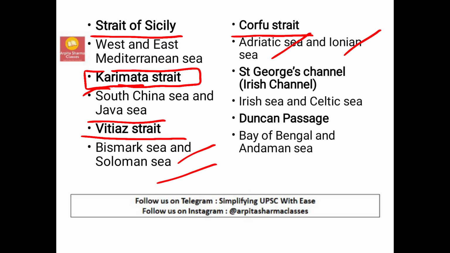Next is the St. George Channel, also called the Irish Channel. It is connecting the Irish Sea and the Celtic Sea. Next is the Duncan Passage. Duncan Passage connects the Bay of Bengal and the Andaman Sea.